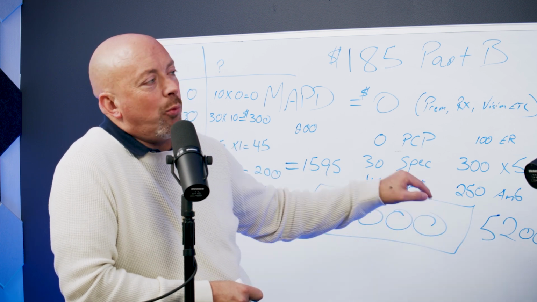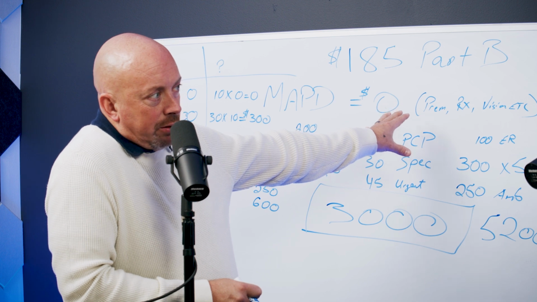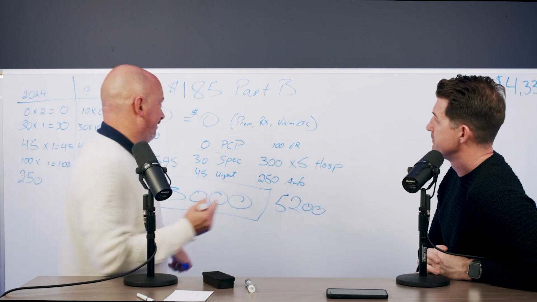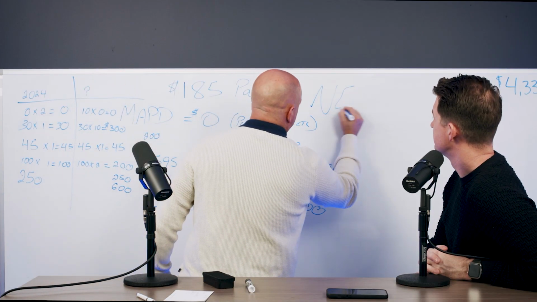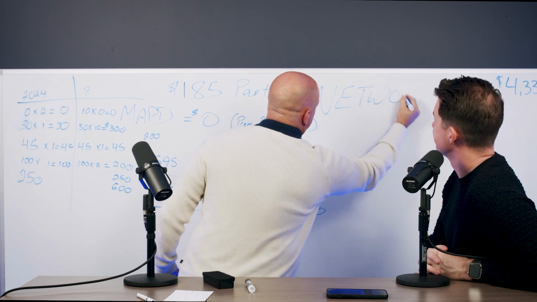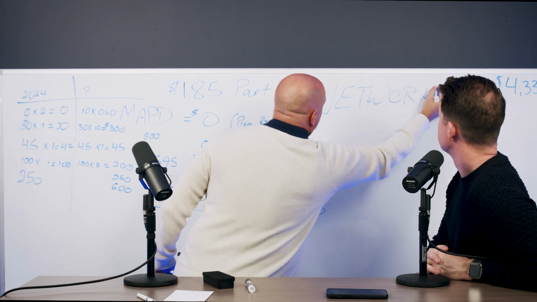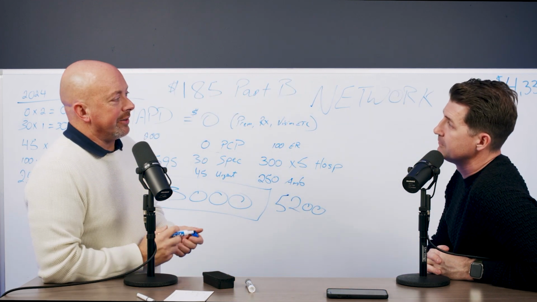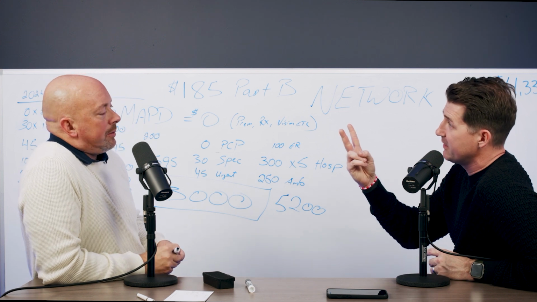So when the math comes out like here or here even, some people are going to say, why in the world wouldn't I do this? That's the big reason. Network is a big reason.